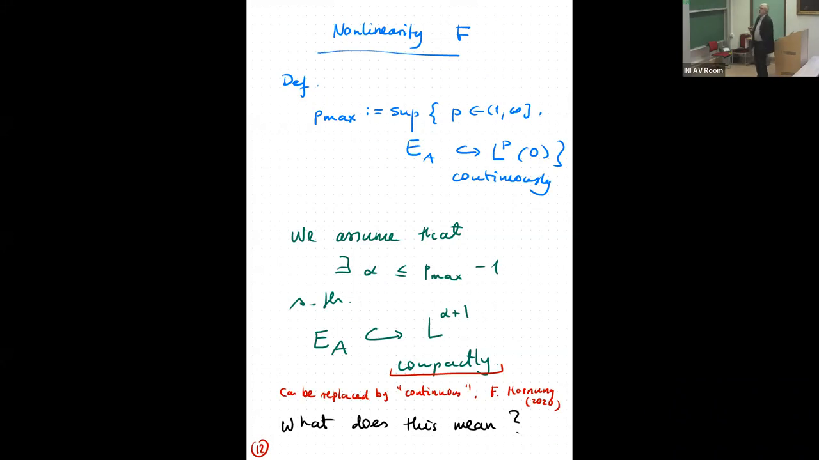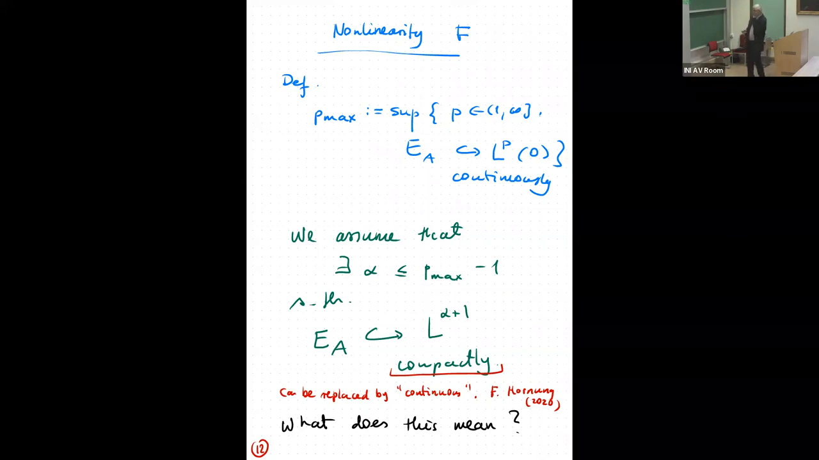So we consider the P maximum, which is the maximum P such that the embedding from EA to LP is continuous. And as a nonlinearity alpha, we take alpha which is less than or equal to P maximum minus 1. But we also assume that EA with embedding into L alpha plus 1 is actually compact. And even in the non-fractional case, in dimension 3, this EA is just a Sobolev space H1,2. Everybody knows that H1,2 in the three-dimensional case is embedded continuously into L6 space, but this embedding is not compact.